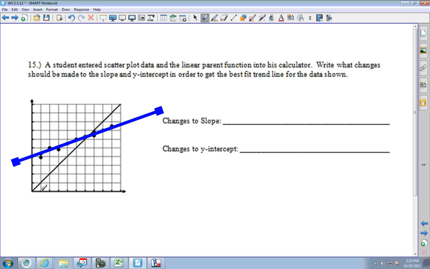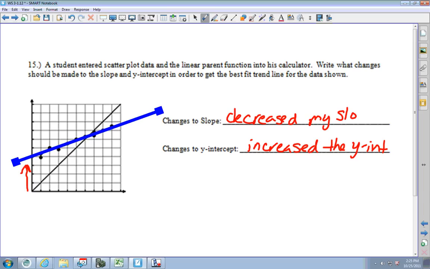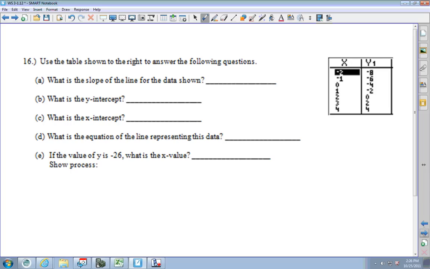First off, what did I do? My y-intercept went up, so I increased the y-intercept. I moved it up. And then I had to pull it back down, so I decreased my slope because I made it flatter. I'd make a note here. Made it flatter.